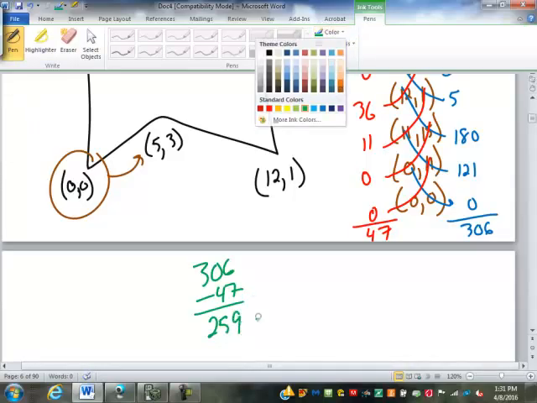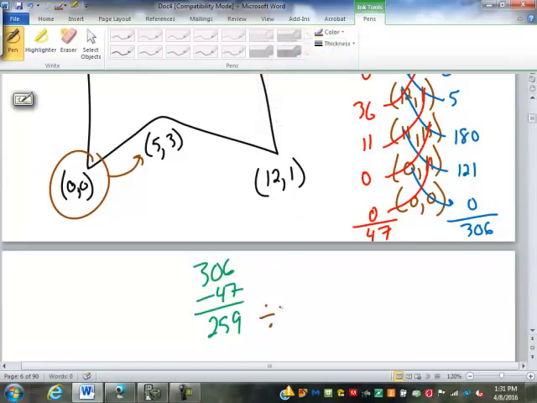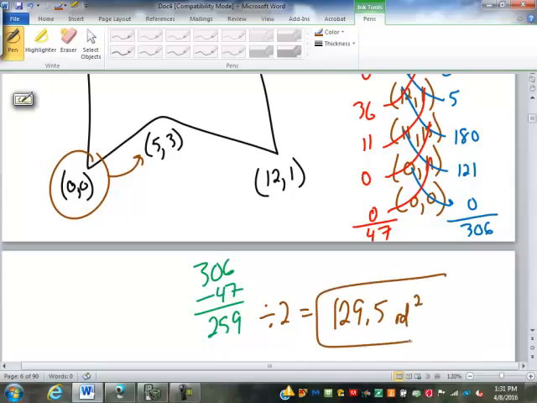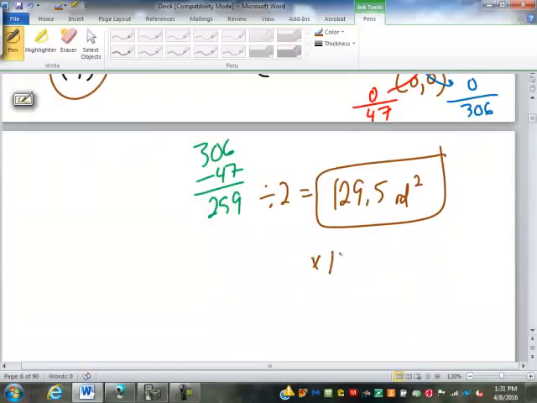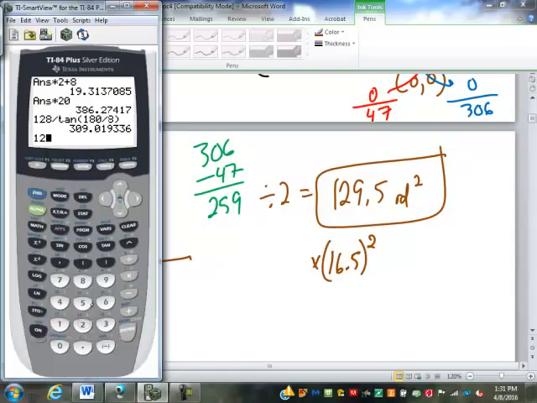So I'm going to divide that by 2. 129.5 square rods. Yeah, but to get square feet, it would be times 16.5 squared, remember. So a square rod would be 16.5 by 16.5. Let's do that. 129.5 times 16.5 squared. That's going to be 35,256.